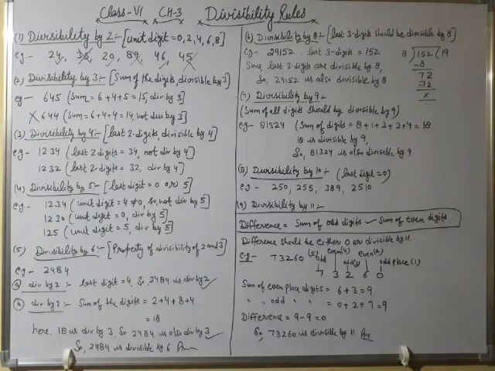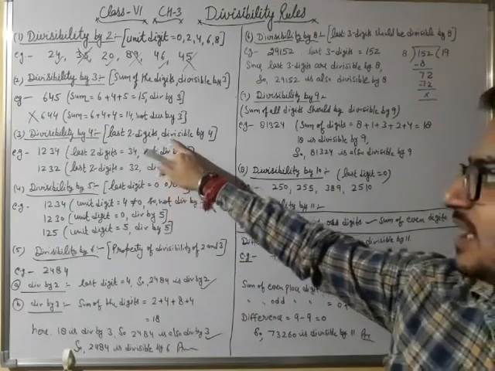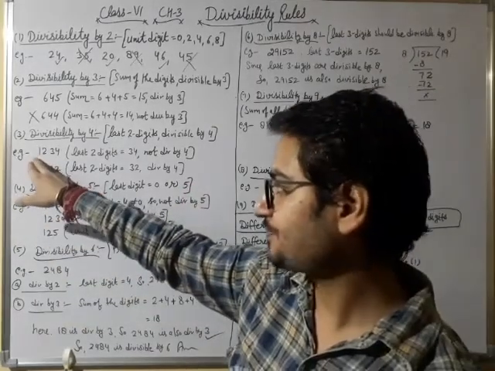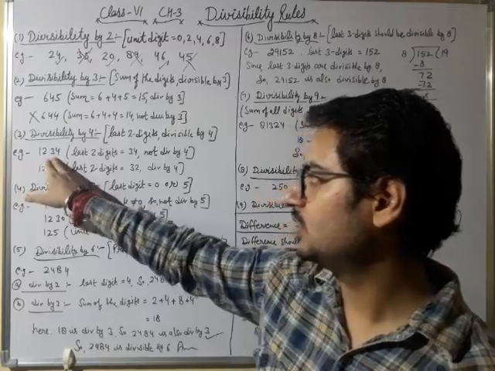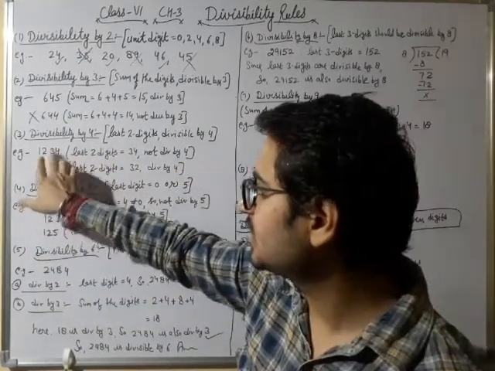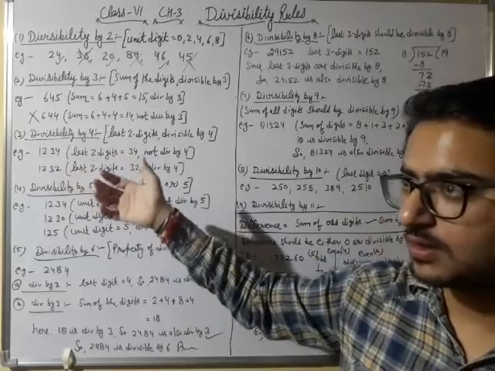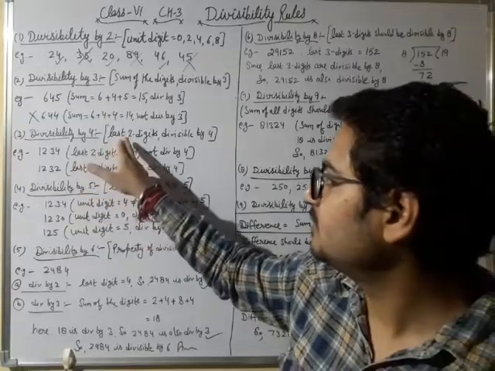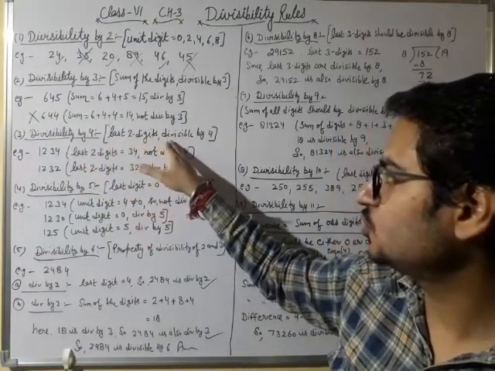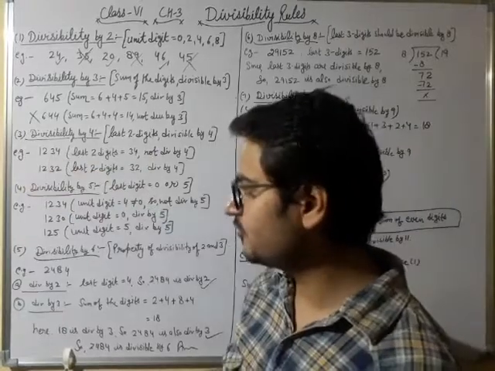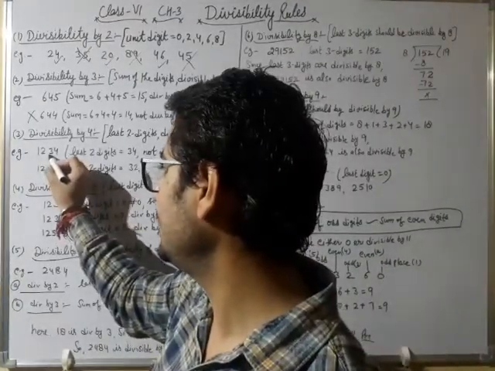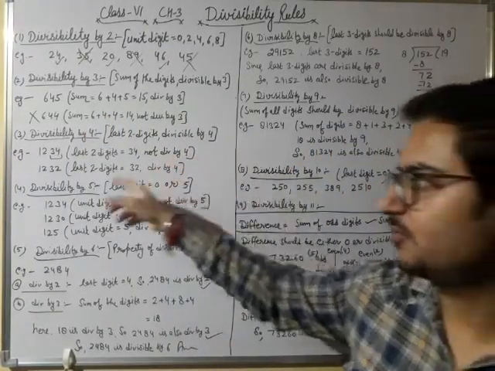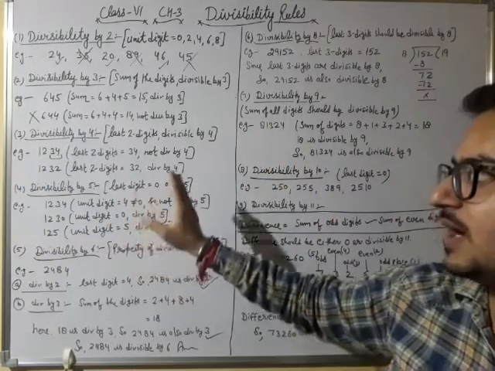Next property, divisibility by 4. If the last two digits are divisible by 4, then that number is divisible by 4. For example, 1234. We have to check whether this number is divisible by 4 or not using divisibility properties. So we will just check its last two digits. The last two digits of 1234 are 34 and 34 is not divisible by 4. Therefore 1234 is not divisible by 4.